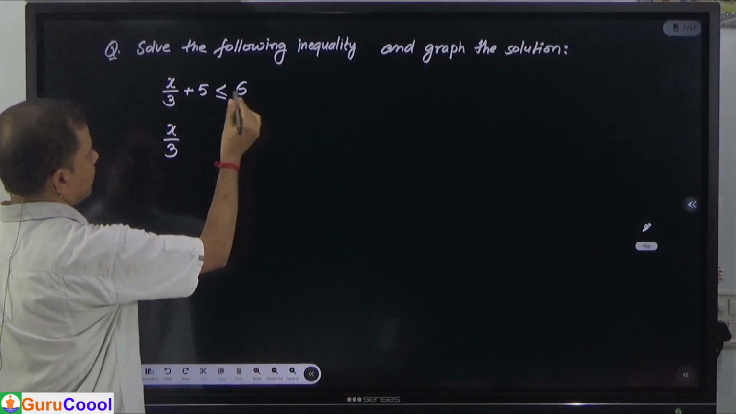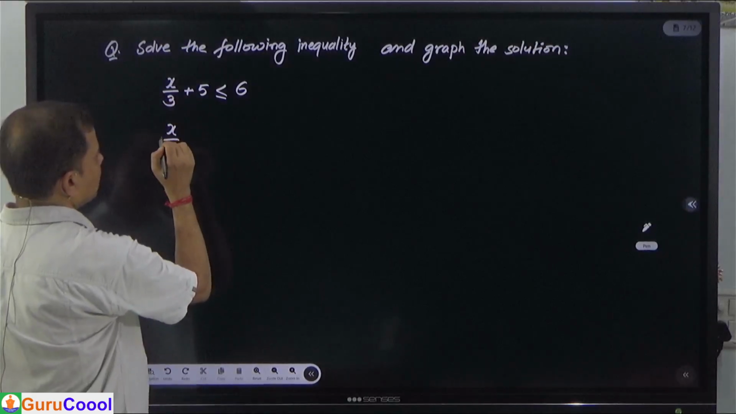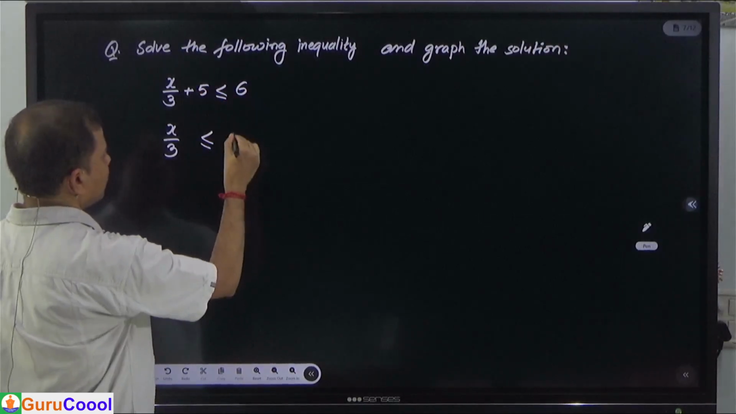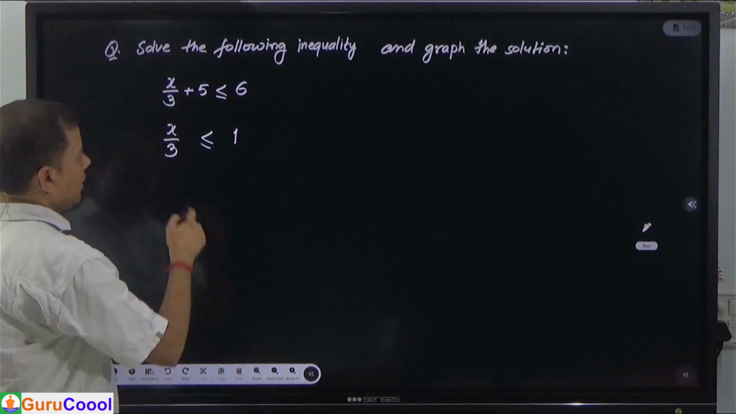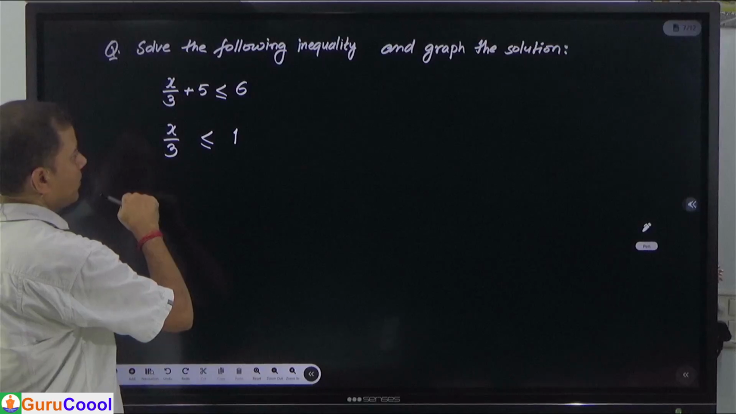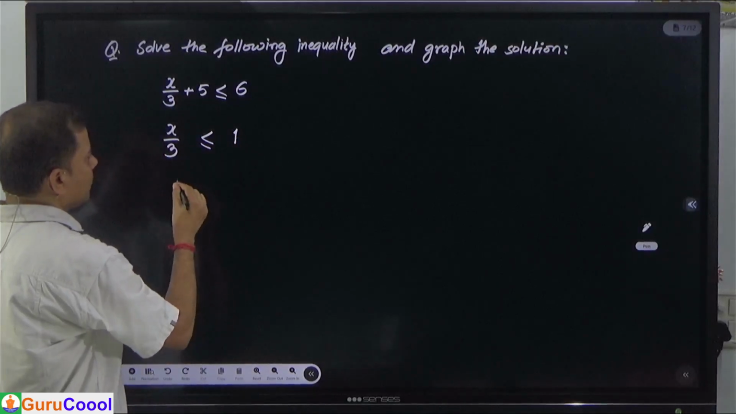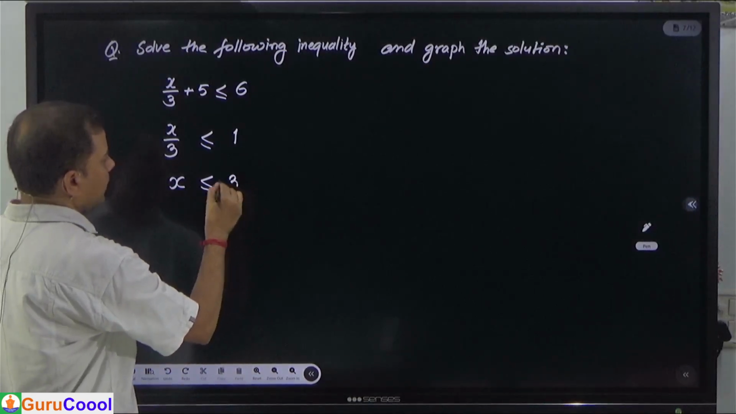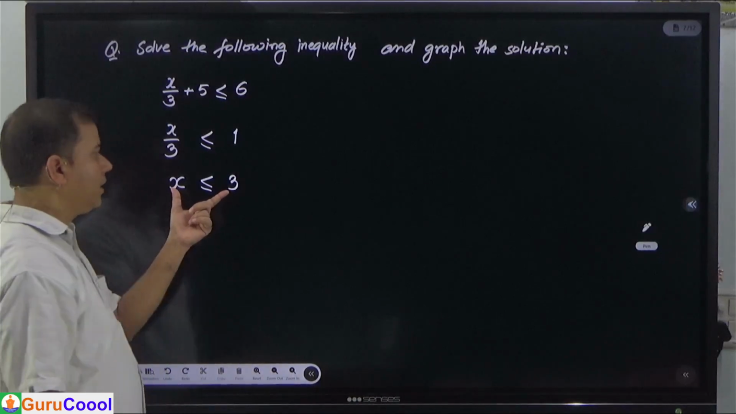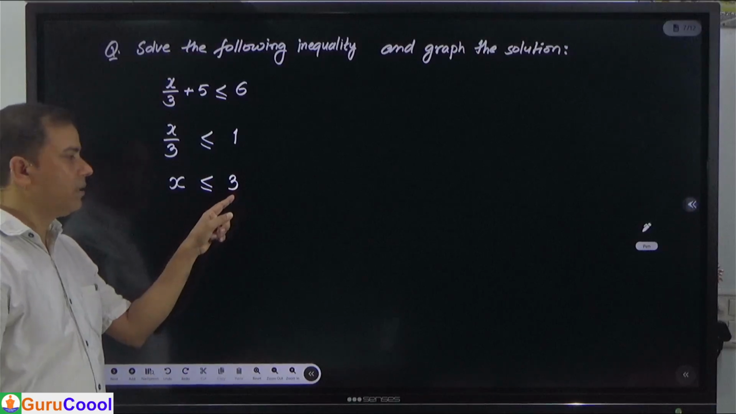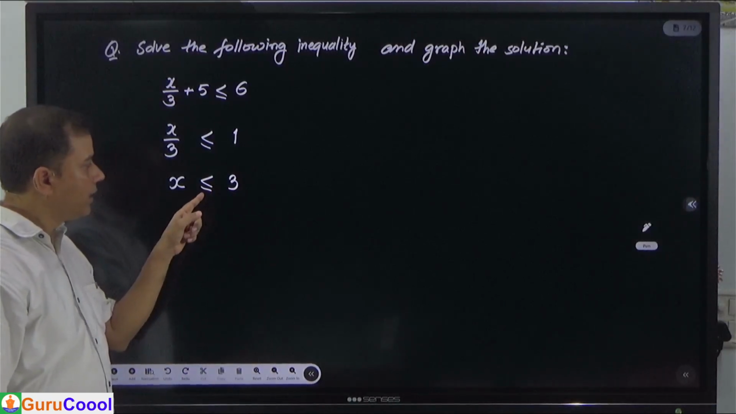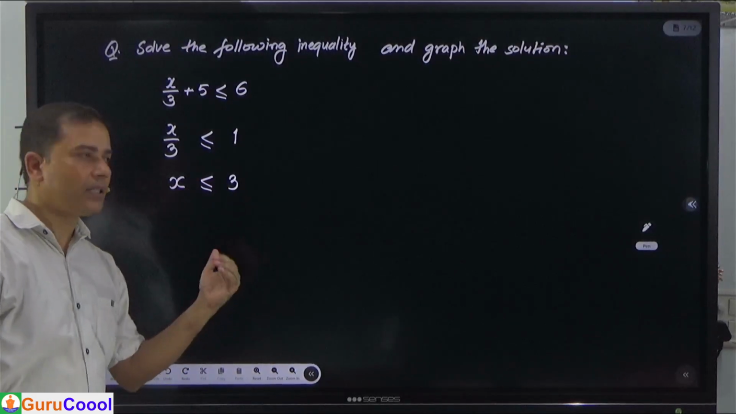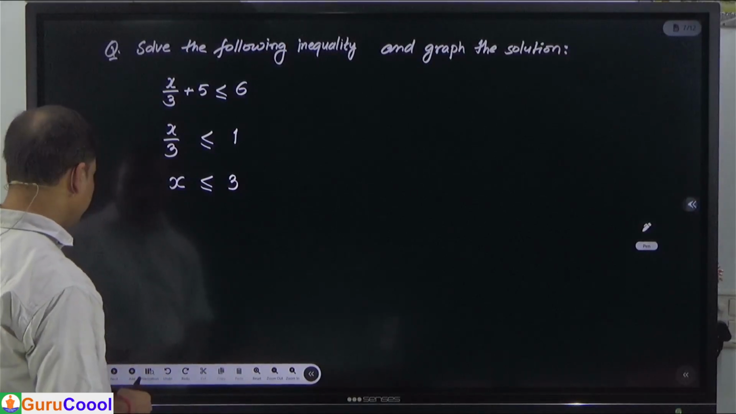So first subtract 5 from both sides. X by 3 then remains lesser than or equal to 6 minus 5, that is 1. Now to remove this 3 from here, multiply by 3, then x is lesser than or equal to 3. We got the solution. The value of x should be either equal to 3, equal to sign is there, okay, and x can be lesser than 3 also.